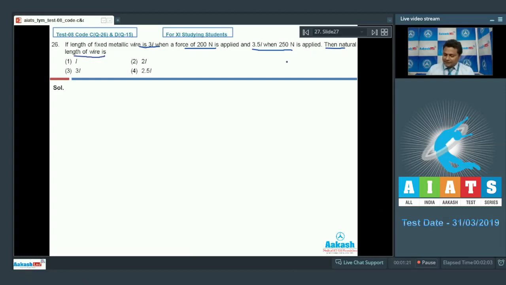Now we know very well that the force acting on any wire, if it is stretched by a length x, is given by F equals kx, where k is known as force constant. So from here we can write x equals F by k. Now let us consider the actual length of wire is L0. So we can write 3L is what? Stretched length plus actual length. So what will be the stretched length? That will be 3L minus L0. This is your stretched length x, which is equal to F by k, that is 200 divided by k.